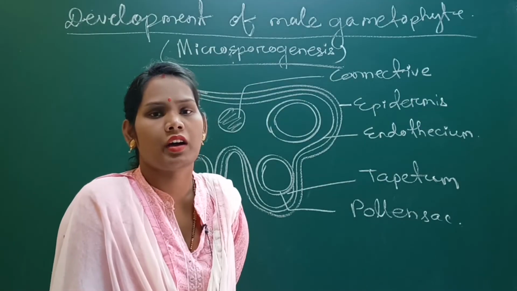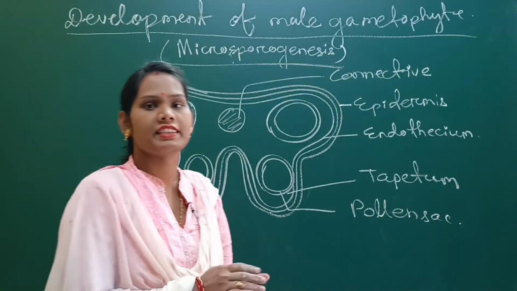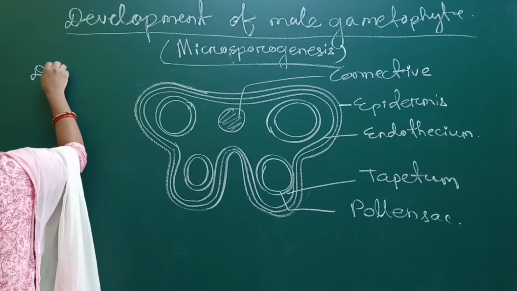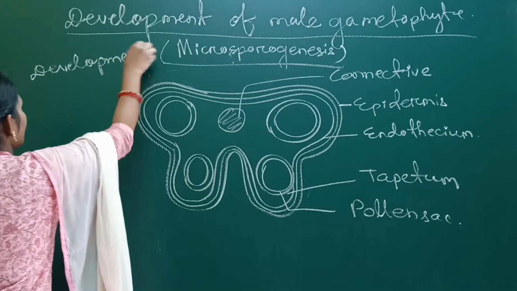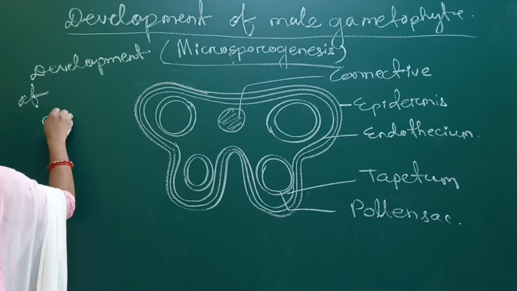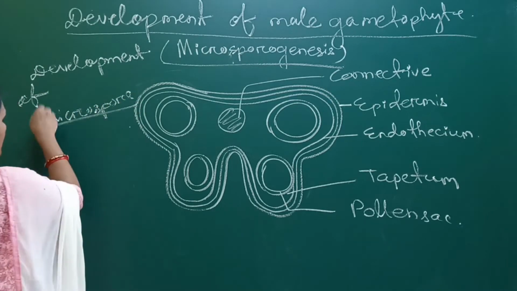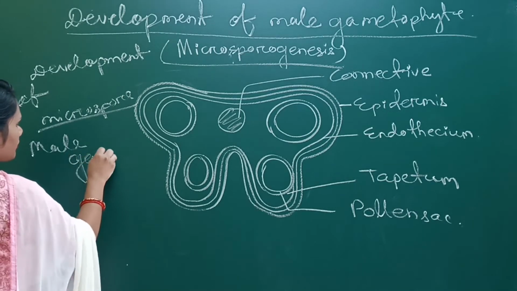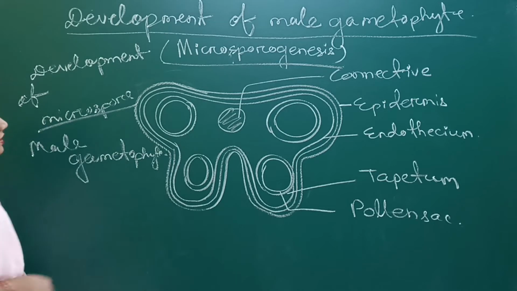So let's learn about the development of the male gametophyte, or microsporogenesis process. The microsporogenesis process refers to the development of the microspore, and the microspore is also called the male gametophyte. So let's see how a male gametophyte is developed.